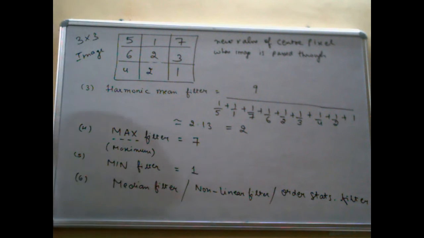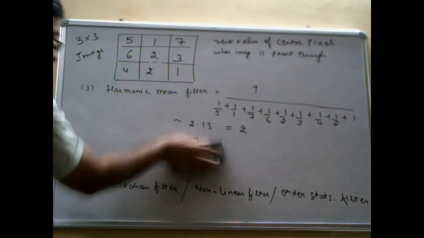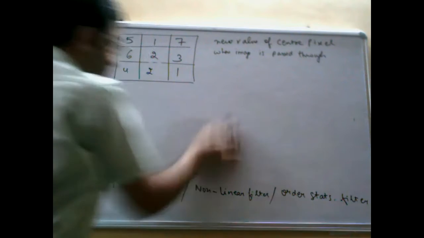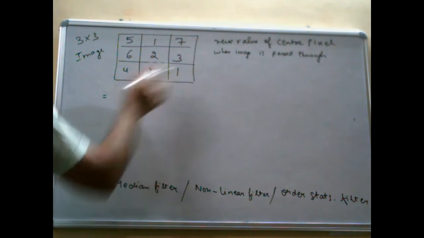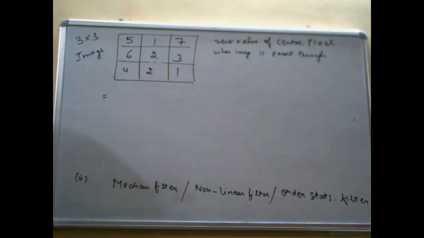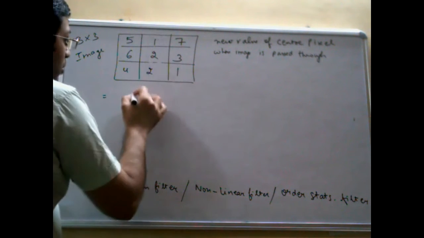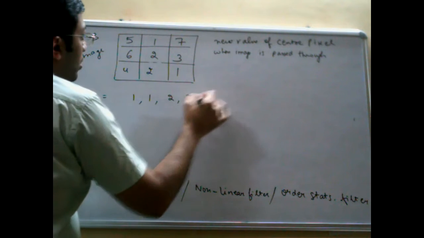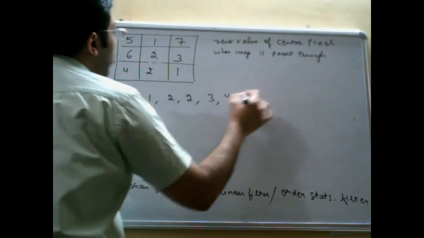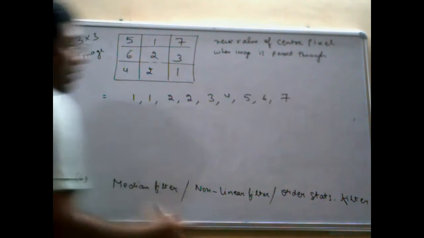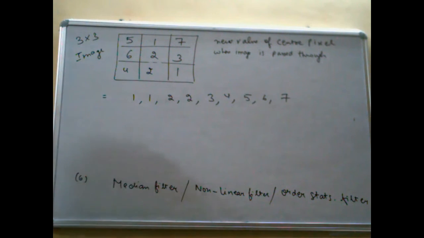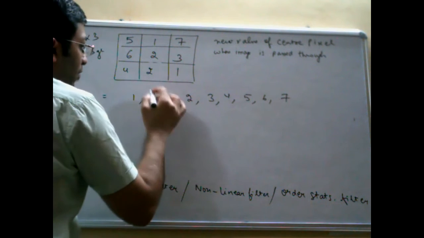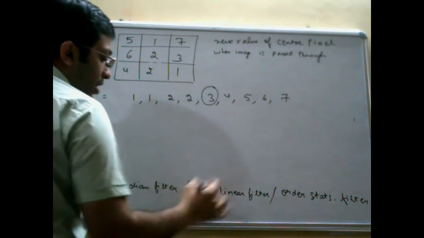Let me show you how I will get the answer. I'm going to erase the remaining portion first of all. When you apply a median filter, the first step is to arrange all these pixel values in ascending order. So what will be the value? 1, 1, 2, 2, 3, 4, 5, 6 and 7. Positions 1, 2, 3, 4, 5, 6, 7, 8, 9. Which is the middlemost term? The fifth term from the start. First, second, third, fourth, fifth. So the answer is 3.